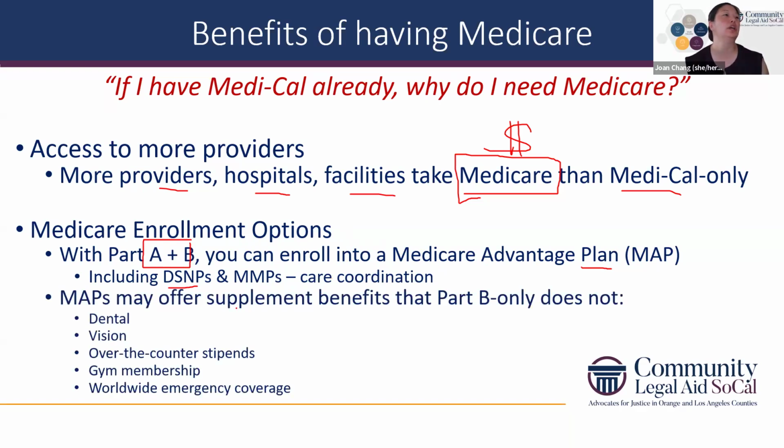And Medicare Advantage plans oftentimes will offer what we call supplemental benefits that Part B only doesn't. So things like dental, vision, over-the-counter stipends, gym membership, and oftentimes they'll include emergency worldwide coverage. So there are plenty of reasons to want to have Medicare, even if you already have the Medi-Cal, because it allows you to see more doctors and it allows you to potentially get access to more benefits.